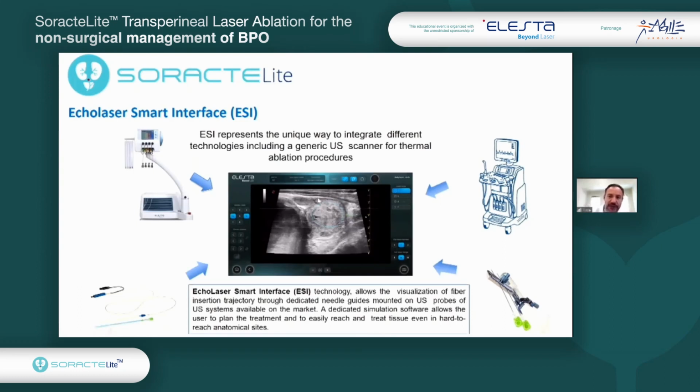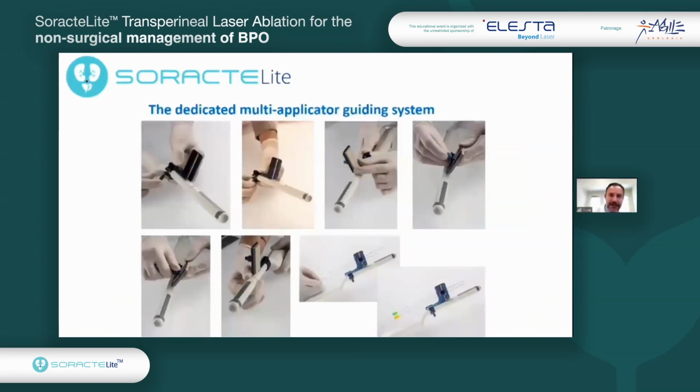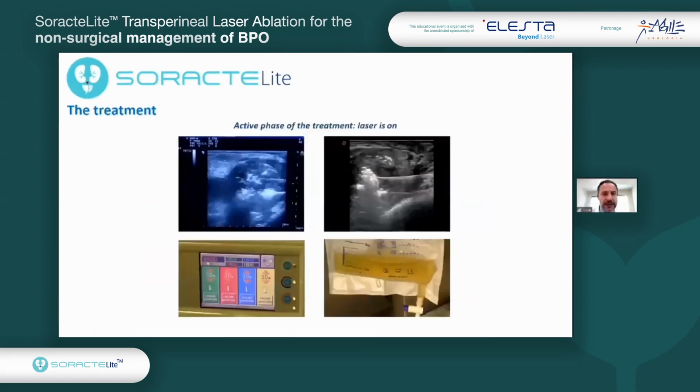And a dedicated simulation for each fiber allows the user to plan the treatment and to easily reach the treatment tissue, even in hard-to-reach anatomical sites. So this is valid, especially in a very large prostate. This is the multi-applicator guiding system that we can use, especially for people who are not very well trained in transperineal prostatic biopsy. So this is an easy way to proceed to insert the fibers using just this very small and easy-to-place device.